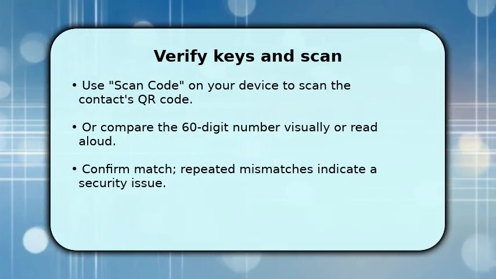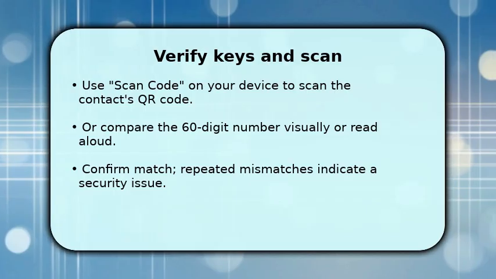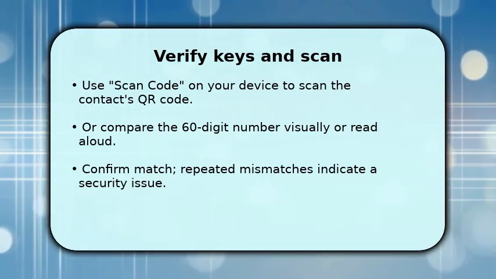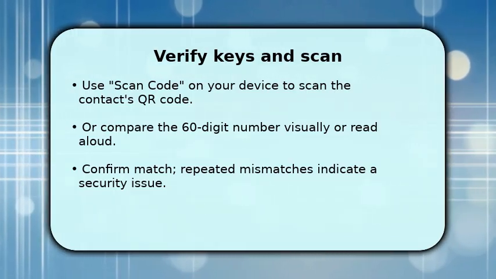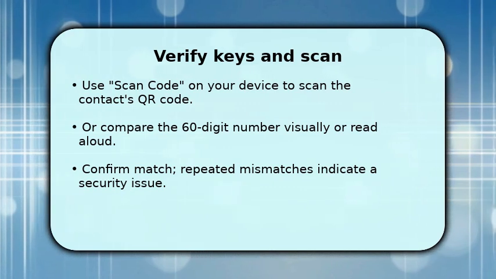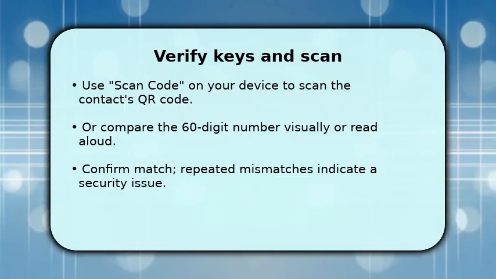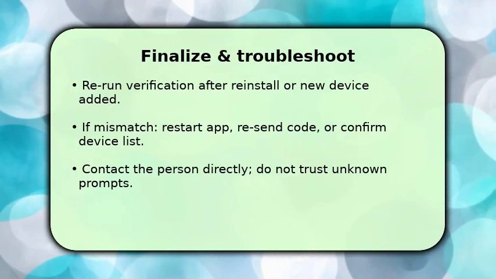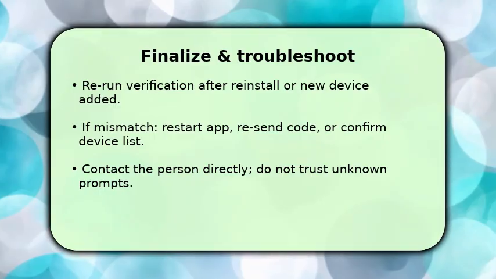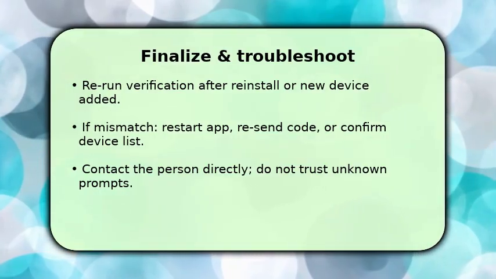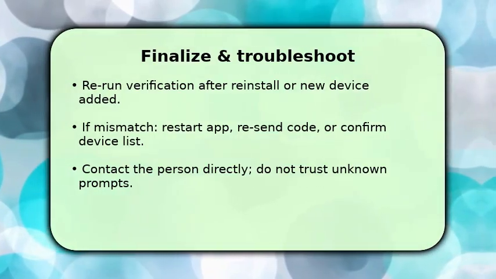Make sure to repeat verification for new devices or after reinstalling WhatsApp, because key changes happen when keys are regenerated or a device is added. Finally, complete the process by confirming the green verification marker and resuming secure chatting. This ensures your messages use end-to-end encryption. If keys change later, repeat verification immediately.